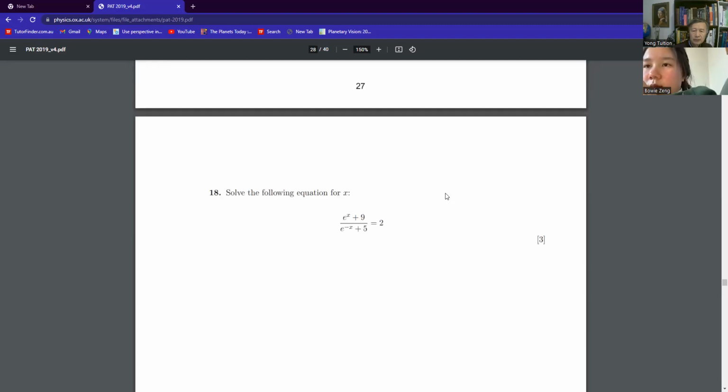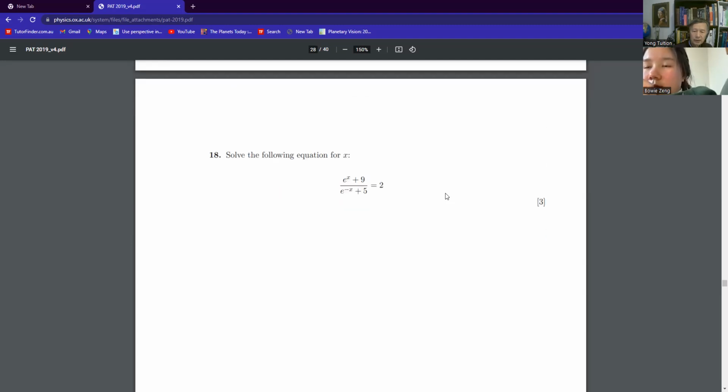Oh, that is a simple one. You know how to do that? It's simple, right? Do you know how to solve this one? Exponential. I think we have done this before, right? You can convert it into a quadratic equation. Do you remember? Do you remember how you solved the problem?